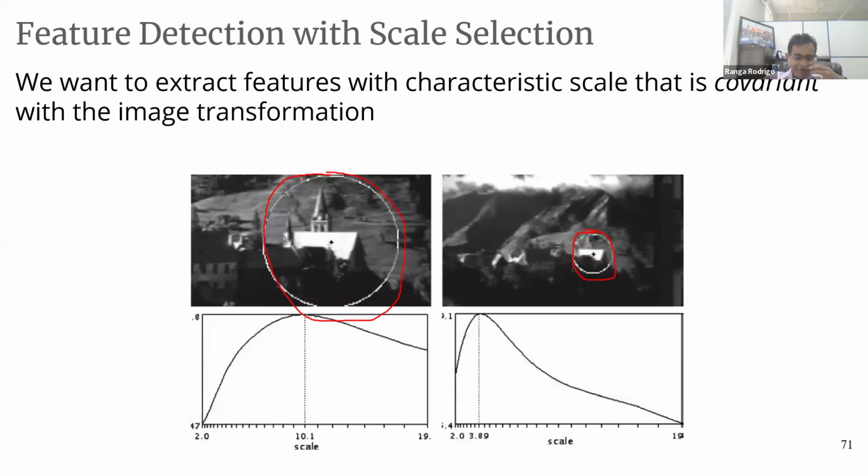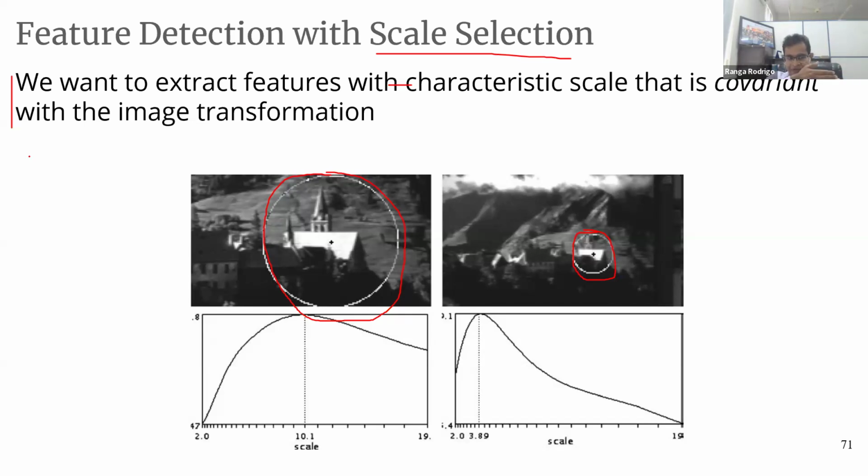In these cases, it will be very hard for us to match them, right? Very hard because they are of entirely different scales. Although as human beings we have no problem in matching them, the computer just sees a set of numbers. How can you match them? That's why they came up with feature detection with scale selection theory. This is an important theory, scale selection. We want to extract features with a characteristic scale that is covariant with the image transformation.